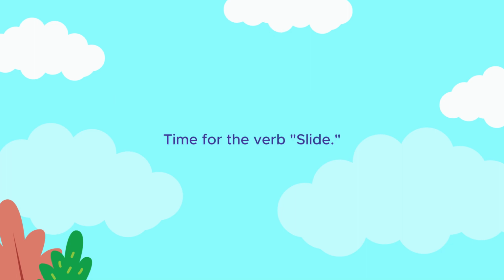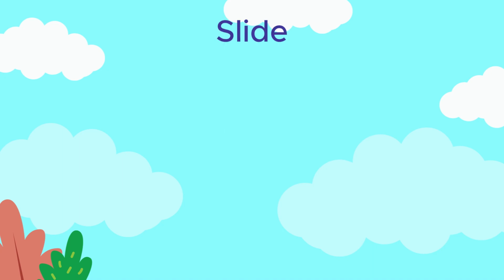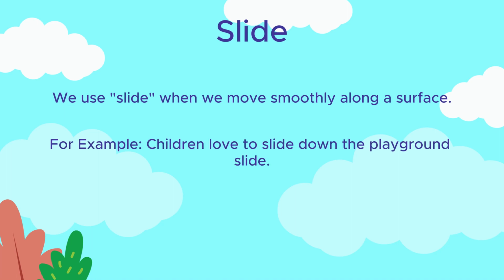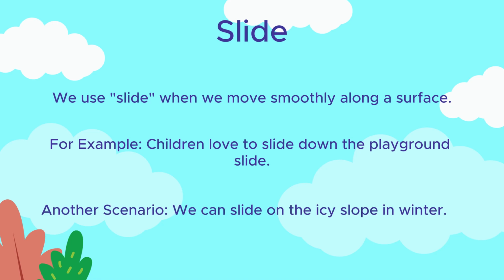Time for the verb slide. Repeat after me, slide. We use slide when we move smoothly along a surface. For example, children love to slide down the playground slide. Another scenario, we can slide on the icy slope in winter.